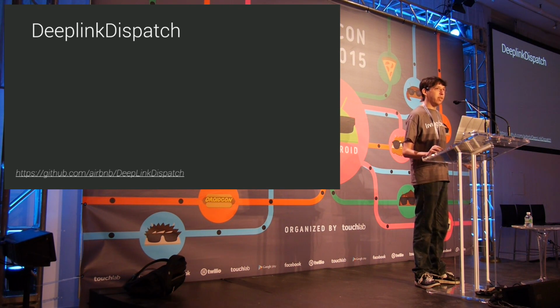If you've ever written any code for deep linking, you'll know you'll have some intent filters in your manifest, and then you'll have an activity that parses whatever URI gets passed through the intent, and then you'll need to figure out which activity is the one that's going to get the extras or something. So Deeplink Dispatch is pretty neat.